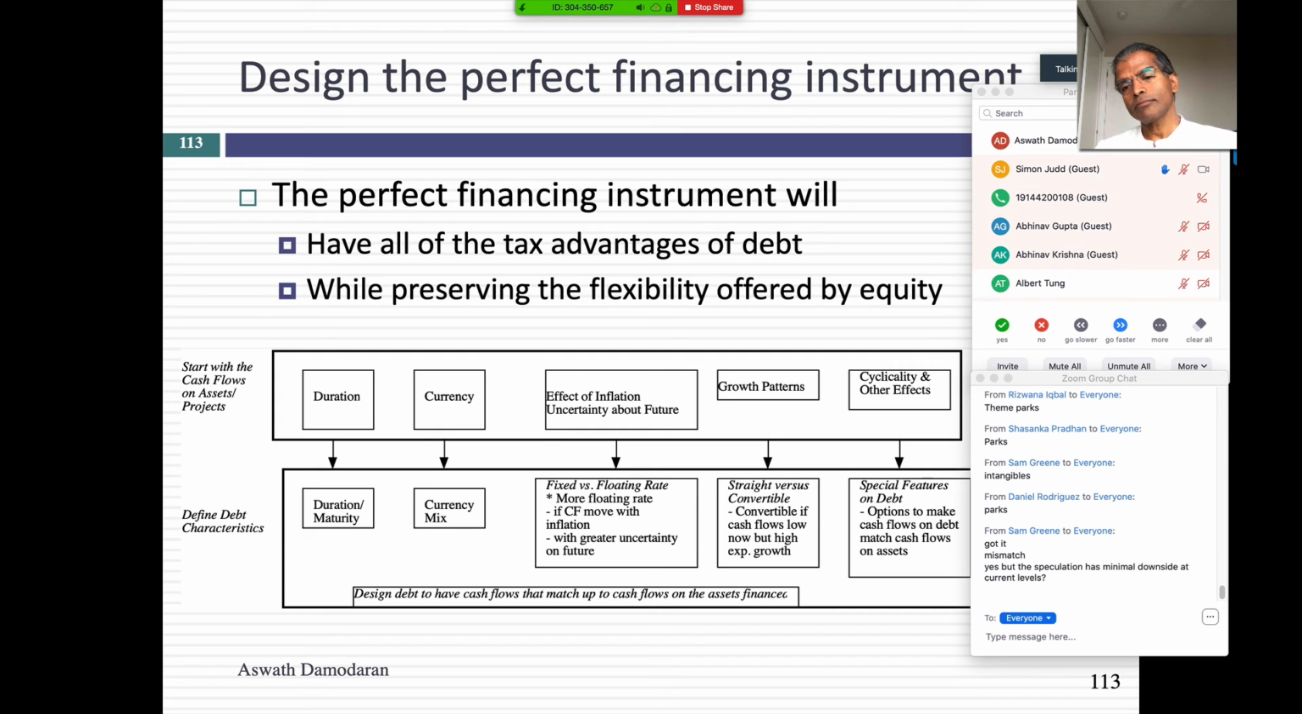Simon? Yeah, my question is, I'm kind of confused on what the downside of having, or the upside of having short-term debt is then.